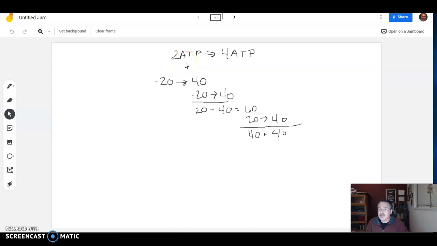The math behind this, I asked you guys to put it in terms of 1 ATP equals $10. And so this is actually in dollar amounts here, where I have 2 ATP, that'll be the $20, and you've got to spend $20 to get $40. So over here's the 4 ATP. So 2 ATP will make 4 ATP.